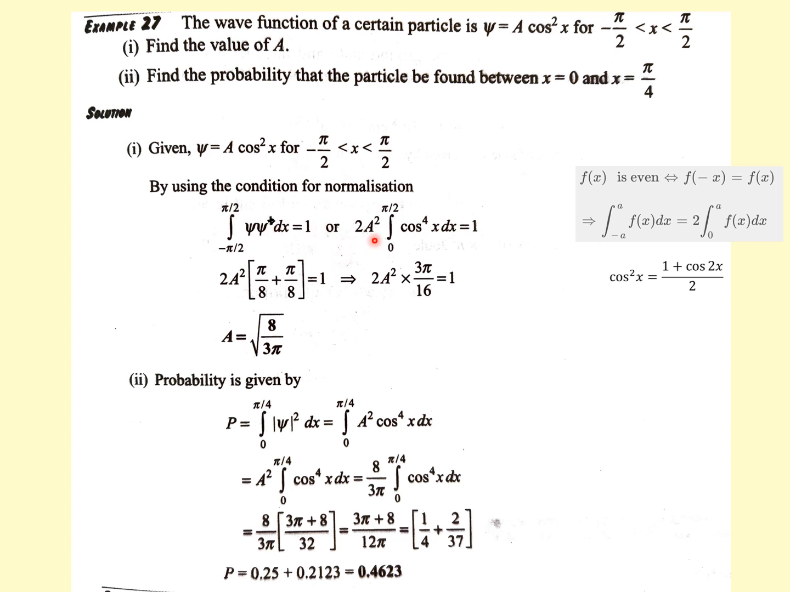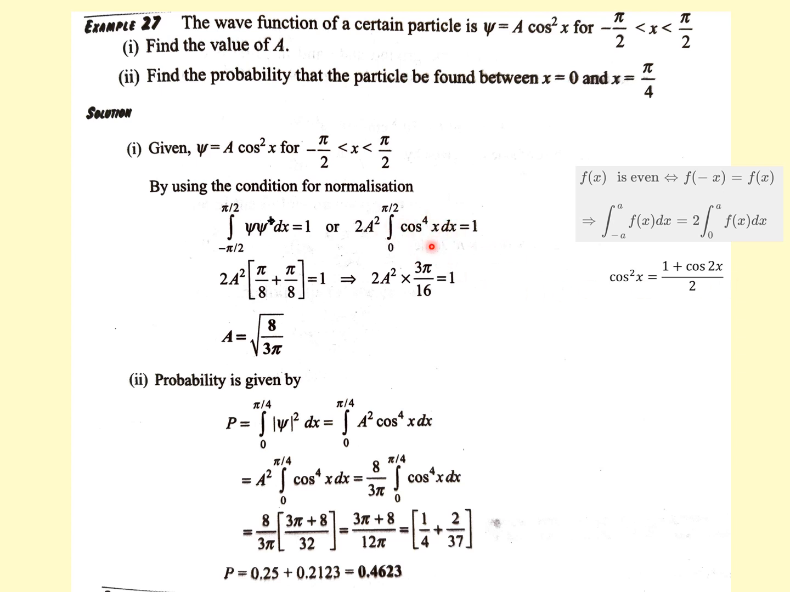So if we put it here, it will be a square cos to the power 4x equal to 1. If the limit is minus a to plus a of f(x) dx, it can be written as 2 times the integral from 0 to a if f(x) is an even function. So cos to the power 4x is an even function, so we can write it as 2 times, with the limit 0 to pi by 2, 2 a square cos to the power 4x dx equal to 1.